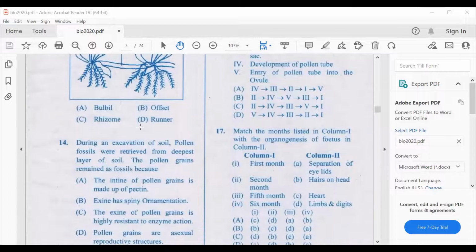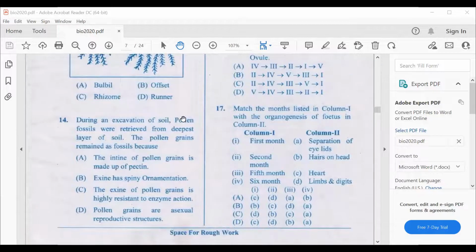During an excavation of soil, pollen fossils were received from the deepest layer of soil. The pollen grains remained as fossil because: the intine of pollen grain is made up of pectin; exine has spiny ornamentation; the exine of pollen grain is highly resistant to enzyme action; pollen grains are asexual reproductive structures.